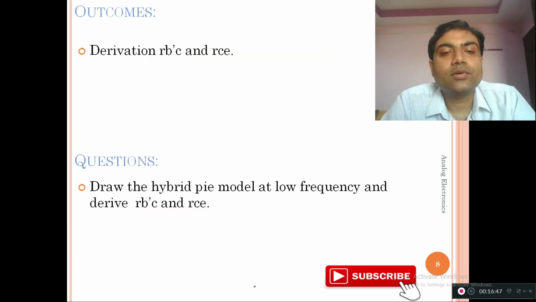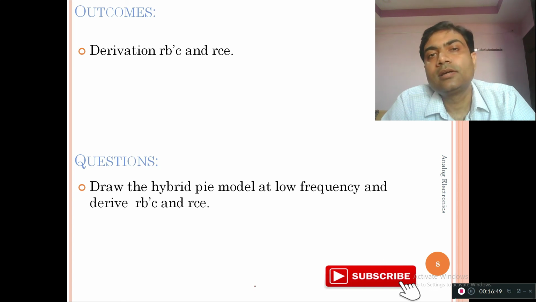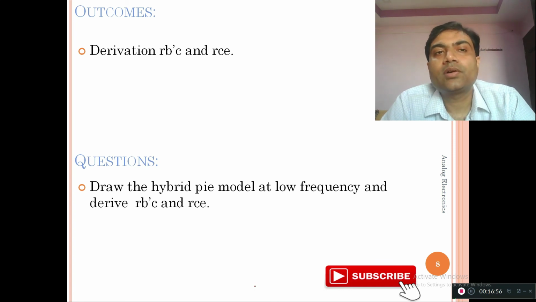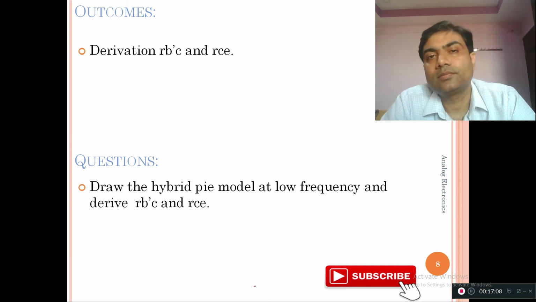So we have seen the derivation of RB'C and RCE. In examination you can be asked to calculate the value of RB'C and RCE. So whatever we have covered in the previous lecture and the current lecture, in examination you can be asked to draw the hybrid pi model and calculate the values of RB'E, RBB', RB'C and RCE likewise.